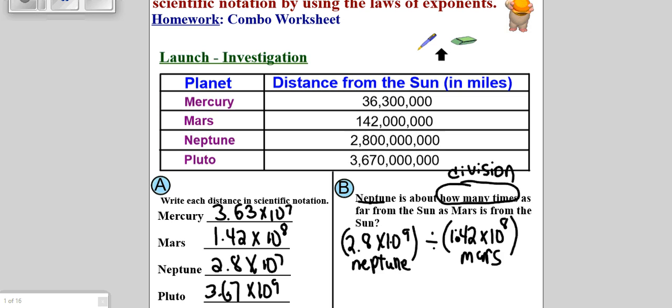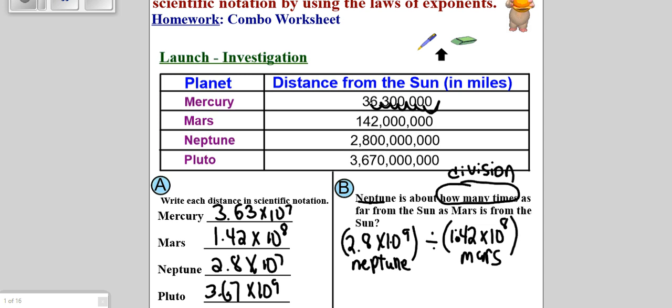Okay, we're back. Hopefully that was enough time. You paused it and now you're back. Mercury is 3.63 times 10 to the 7th. And again, just to review, you're going to move 1, 2, 3, 4, 5, 6, 7. And that's why it's 3.63 times 10 to the 7th. All of these are positive exponent numbers. They're large numbers, so that's basically it.